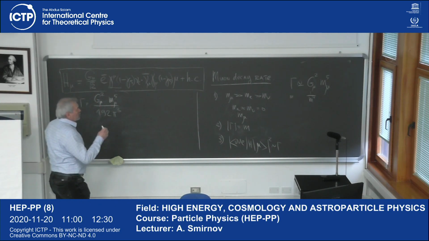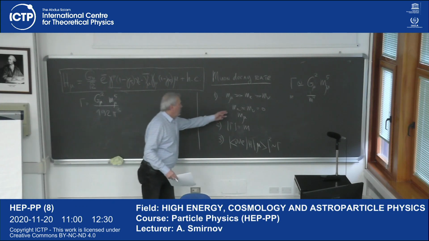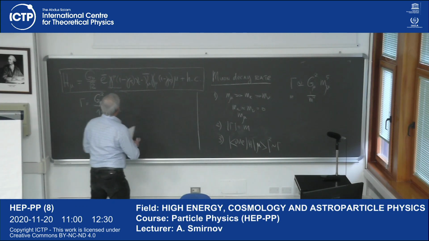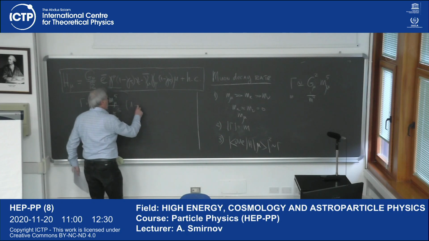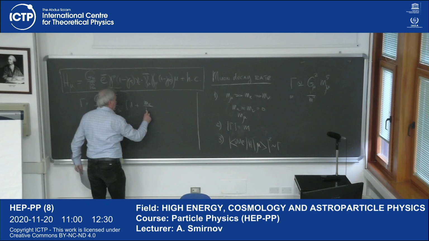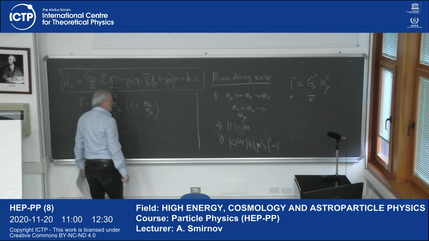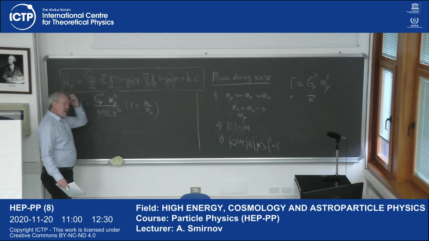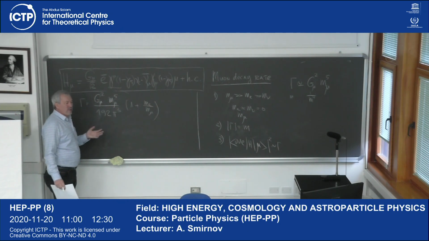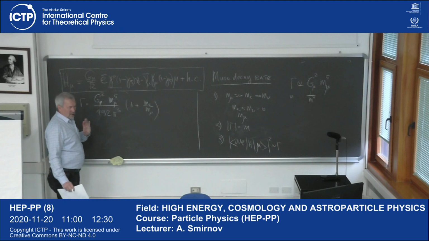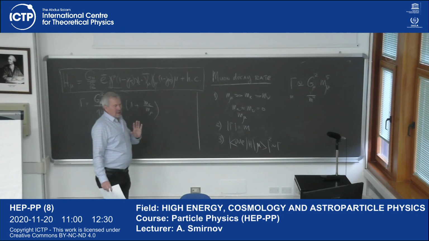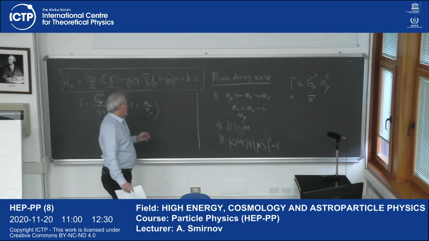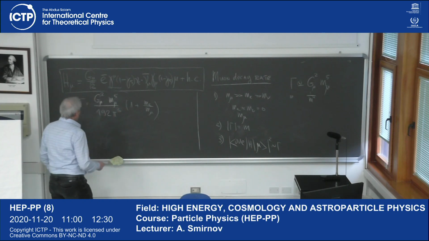And of course, if you do not neglect the masses of the electron and muon, you will get some corrections like 1 plus the mass of the electron over the mass of the muon, something like this, which you can neglect. So with accuracy better than 0.5%, you can use just this expression. Of course, there are also radiative corrections, which we are not discussing here.